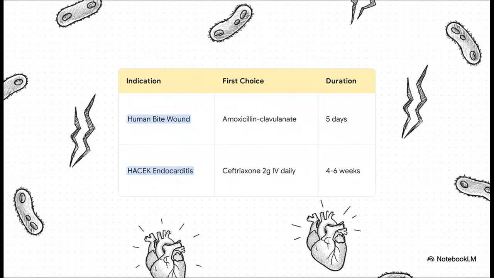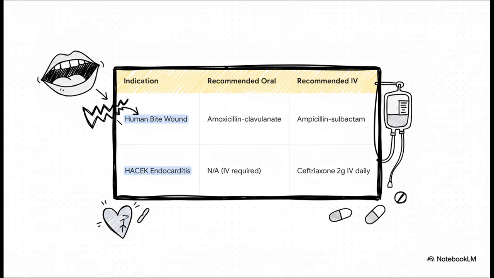Simple. For the much more serious HACEK endocarditis, you're looking at a long course of IV ceftriaxone, usually for about 4 to 6 weeks. And what's interesting is you see a really strong international consensus on this. The IDSA and AHA guidelines over in the US pretty much mirror the Dutch recommendations. Amoxicillin clavulanate is the go-to oral agent for bites, and ceftriaxone is still the cornerstone of therapy for HACEK endocarditis.